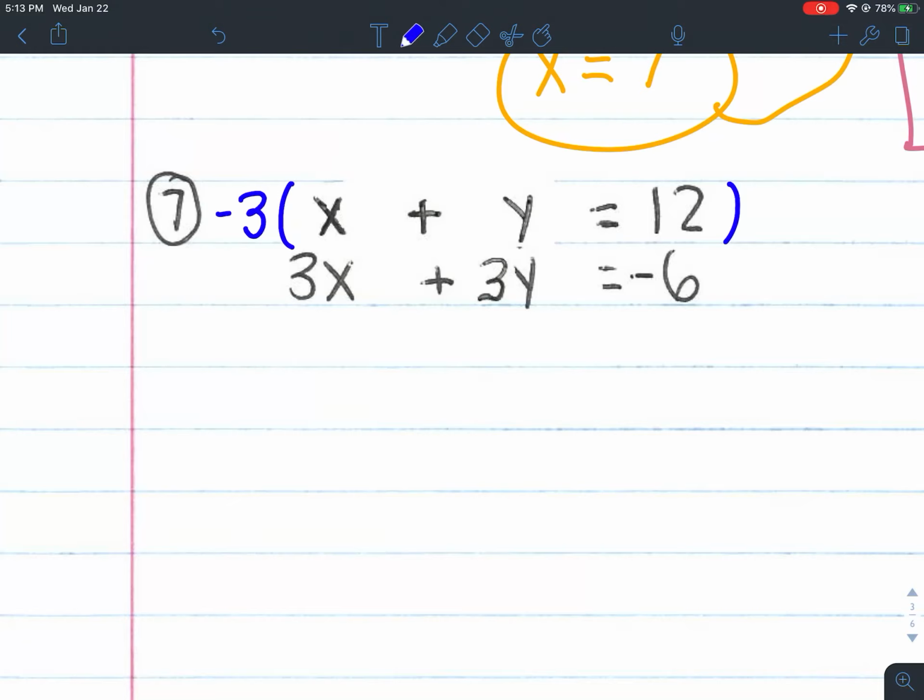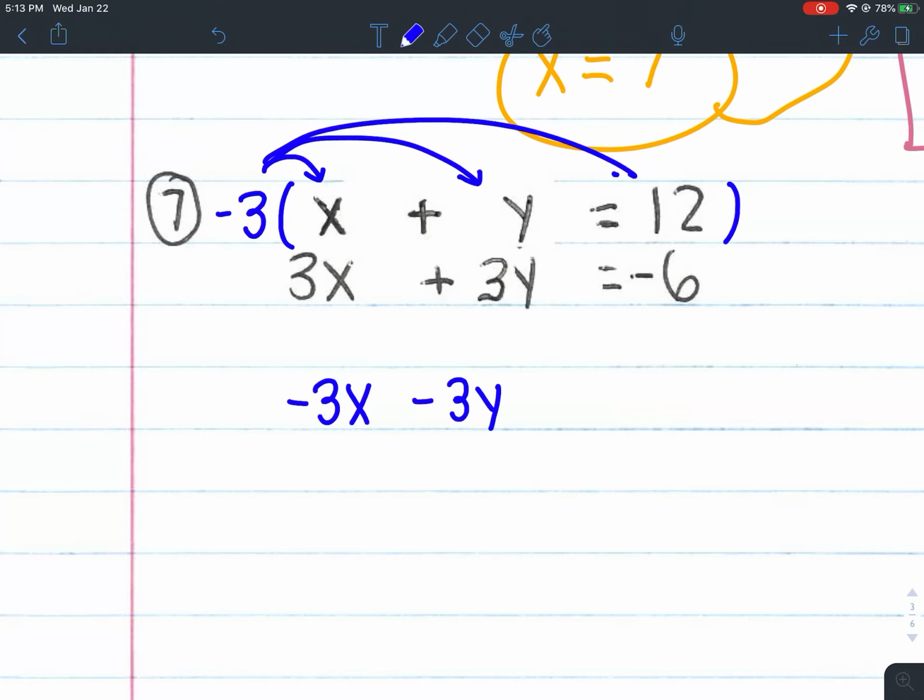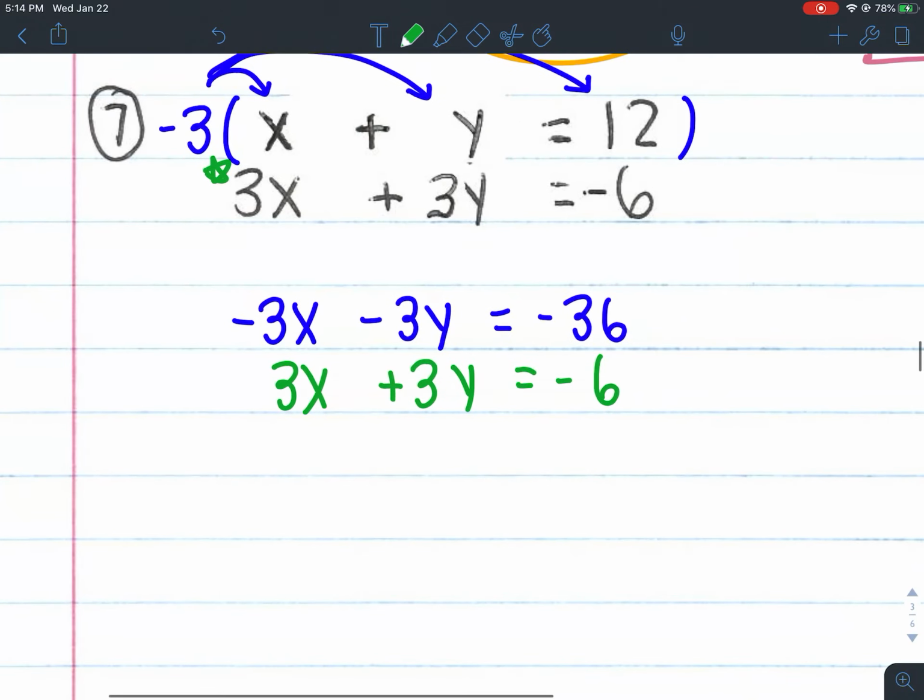So I multiply by a 3 to get the same number, but I multiply by negative to get that opposite sign. So negative 3 times x is negative 3x. Negative 3 times y is negative 3y. And negative 3 times 12 is negative 36. And then I'm going to write this equation below. And before I put my little plus, I want to make sure I can eliminate something, and I can.